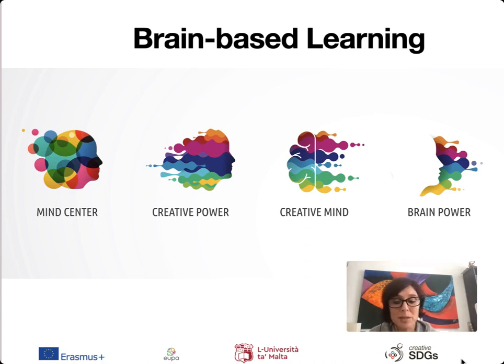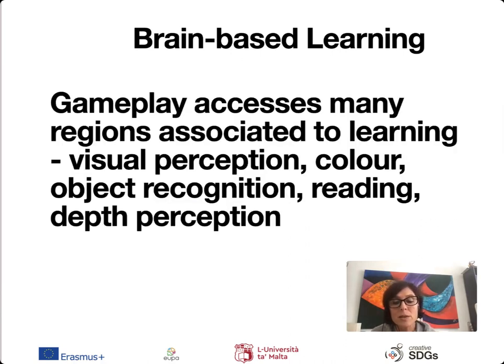We term this as brain-based learning. So learning during the gaming experience provides information and experiences in a manner that promotes this brain-based learning. Now, first, gameplay accesses many regions of the brain associated with learning. When gamers engage in gameplay, they will receive information through their eyes into their occipital lobes. Now, this region of the brain is associated with visual perception, with color recognition, with object moving, with reading, with comprehension, and also with depth perception.